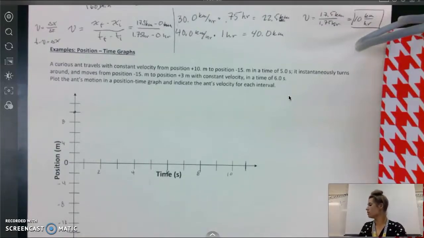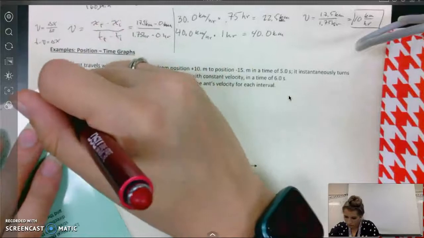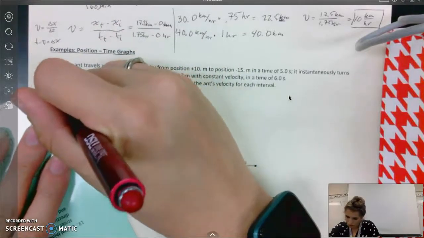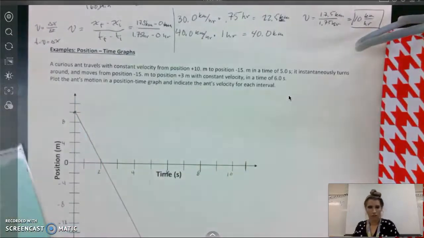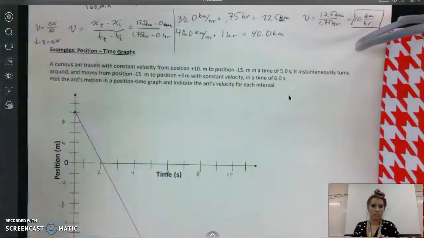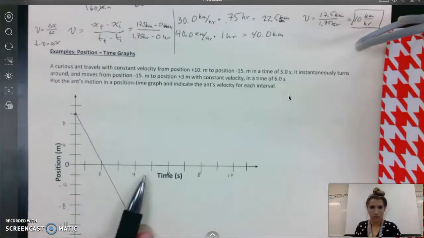I should have brought a ruler with me. Let's see what I can use instead of a ruler. So I'm going to draw this position versus time. Okay, so that's the position that occurred over this time frame. So that's the first part.